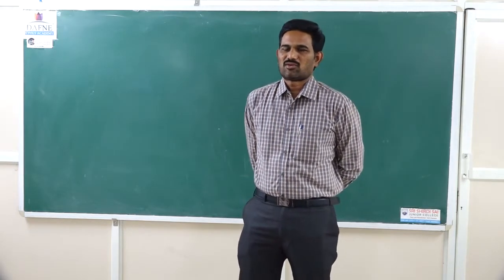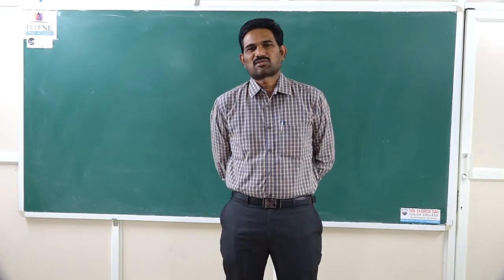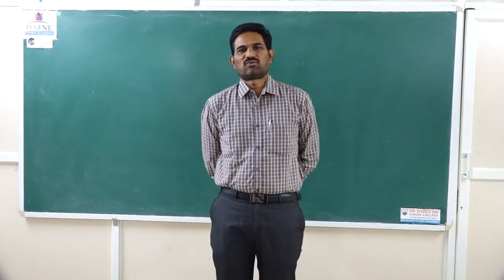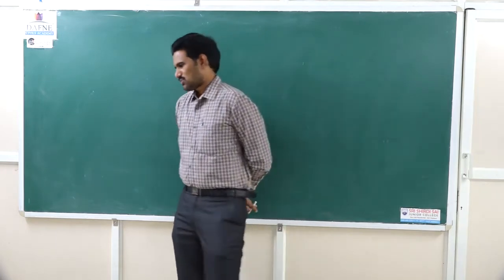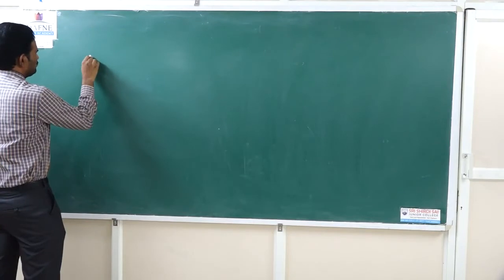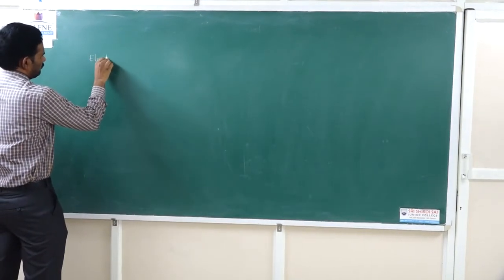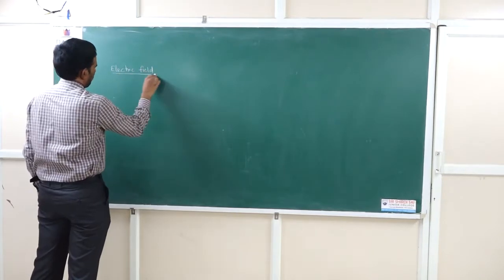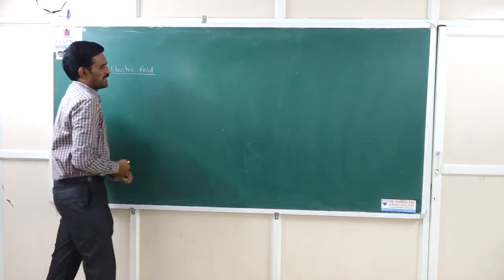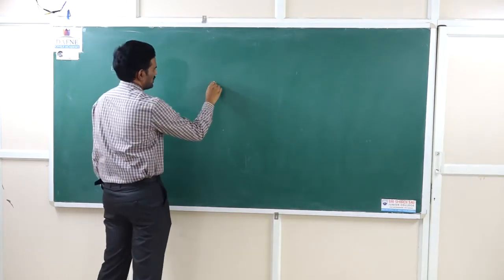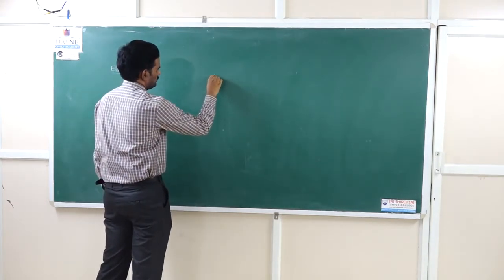So now from today onwards we are going to discuss the electric field, which is almost similar to the gravitational field. Let us see now the electric field and electric field strength. Electric field at any point is similar to that of the gravitational field. Suppose here I am placing a charge Q.